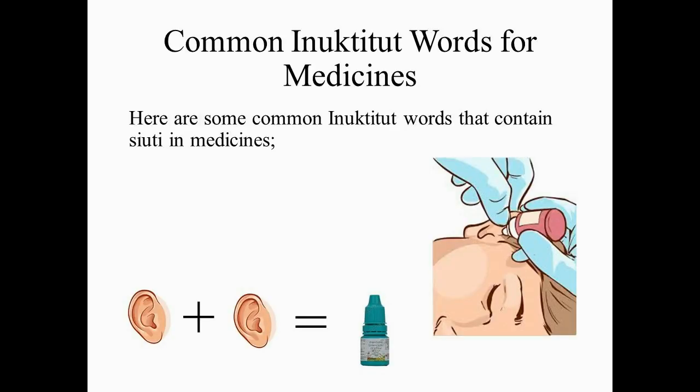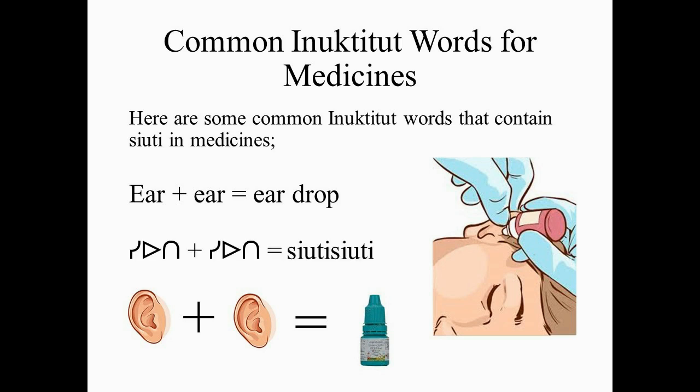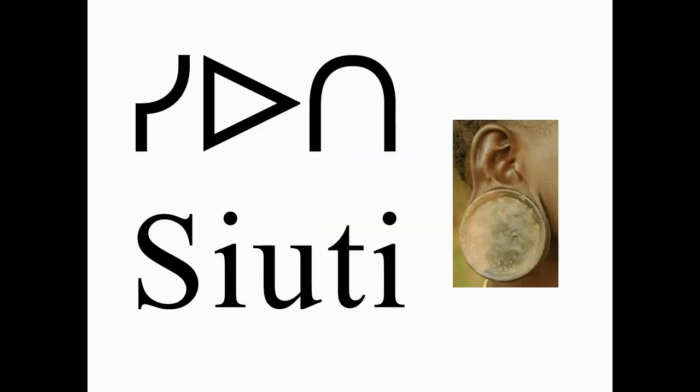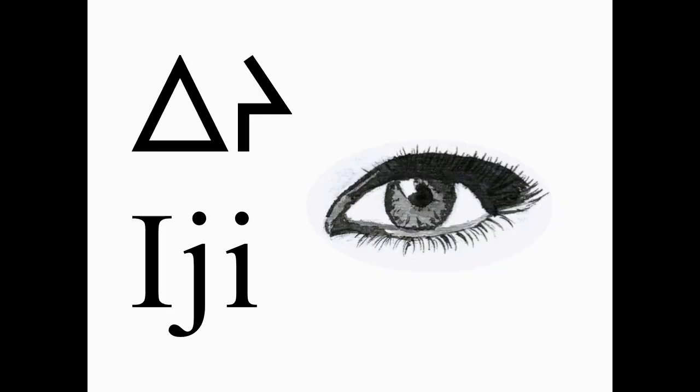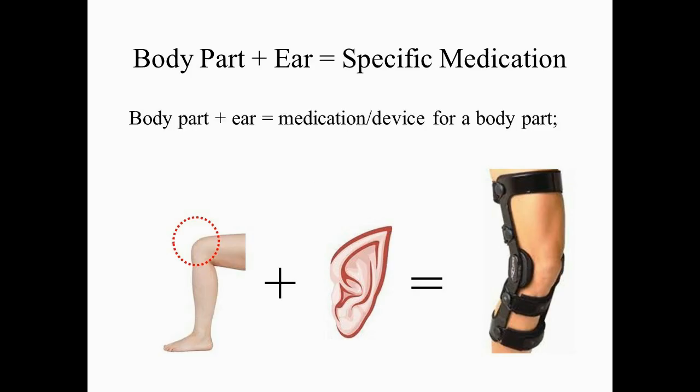Here are some common Inuktitut words that contain siuti as the suffix. Ear plus ear equals eardrum, or siuti siuti. Eye plus ear equals eyedrum. Ee siuti. Body part plus ear equals ointment or medication for a specific body part. For example, a cream for the shoulder, or tui siuti.